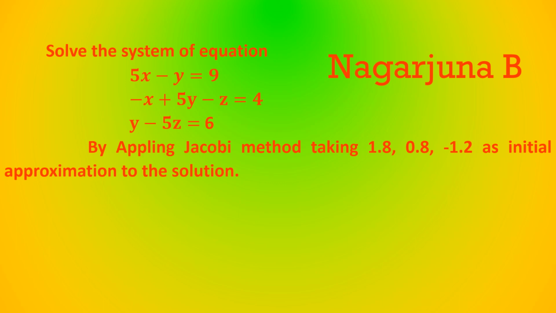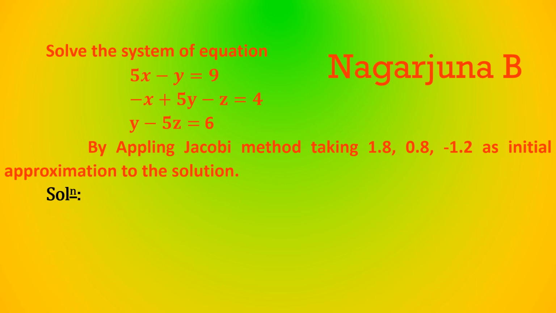That means this system of equations we can solve by using the Jacobi method. If it is not a diagonally dominant system, try interchanging the equations to get a diagonally dominant system. If you still don't get one, then you cannot apply the Jacobi method.